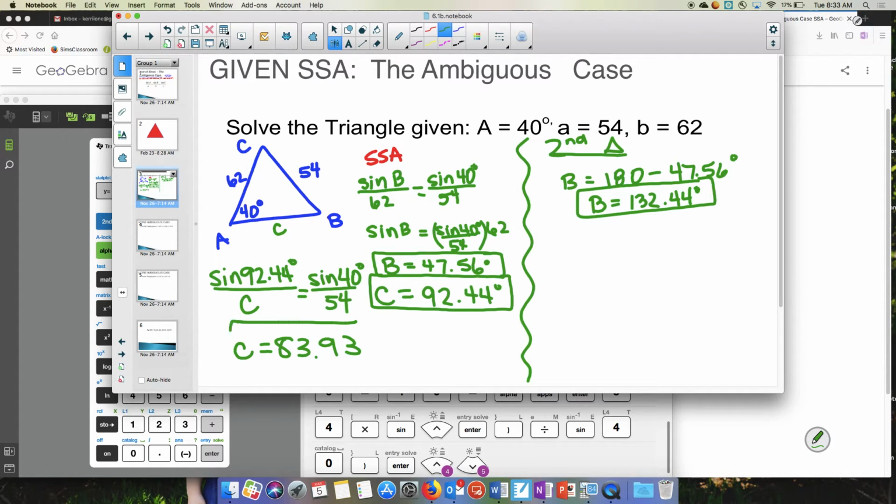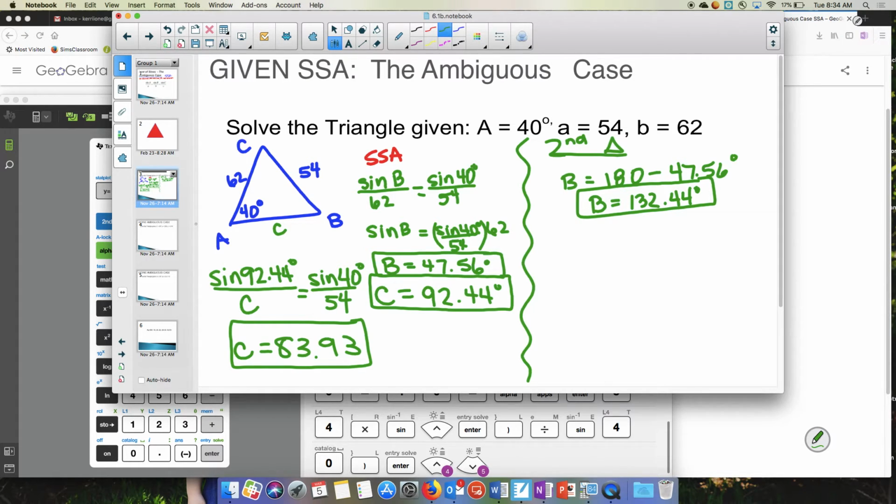Okay, now Addison asked, is everything the same in the second triangle? Okay, our given information stays, but angle B is different, which is going to affect the rest of the triangle. So we need to go through this same process with this triangle, okay?